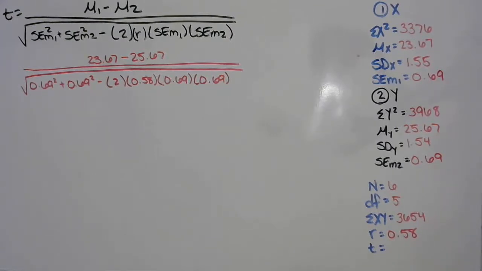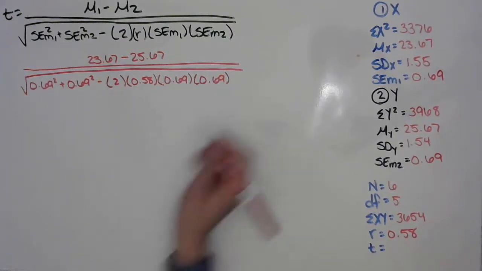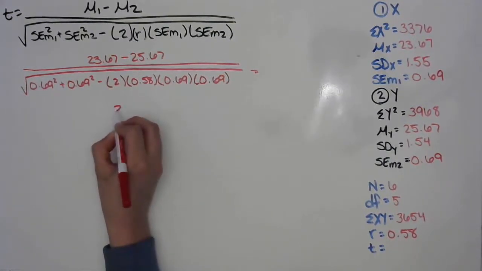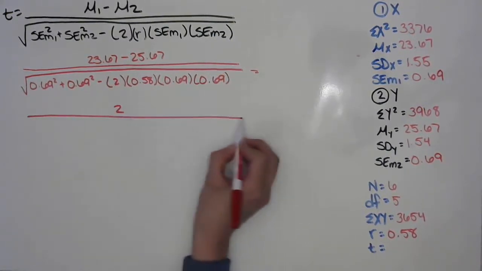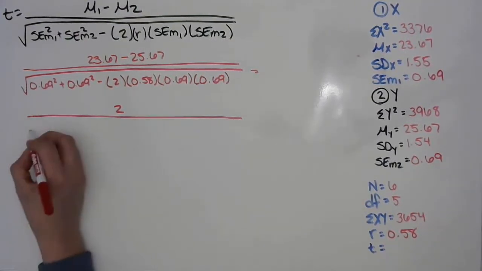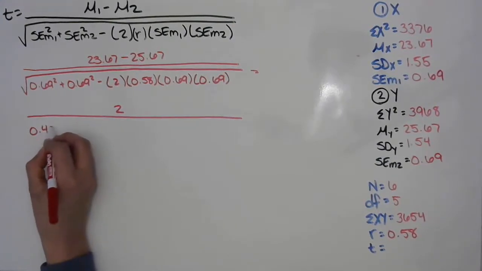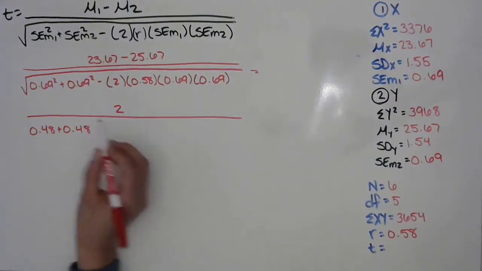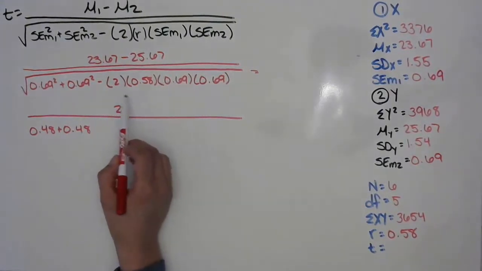So let's go ahead and get started with this. When we are subtracting these, we can just go ahead and ignore the negative sign. So we're just going to put a 2 up there. And then when we square 0.69, that is going to give us 0.48 plus 0.48. And then we're just going to go ahead and do these one at a time.